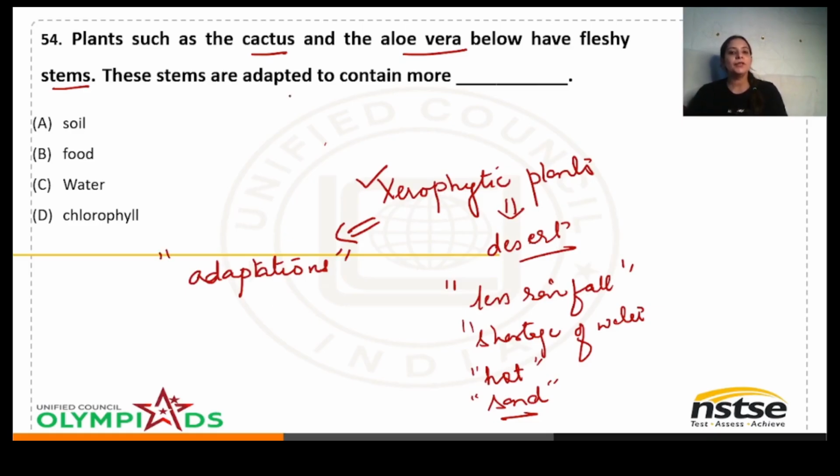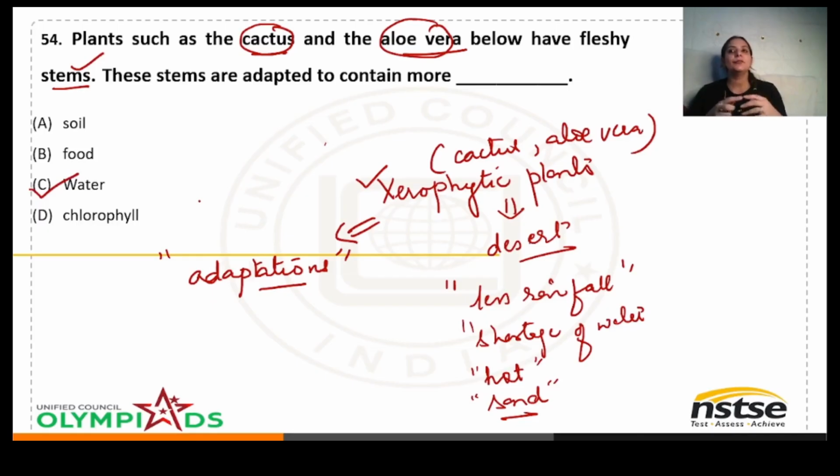So one of the adaptations: cactus and aloe vera are xerophytic plants. They are adapted in such a way that they can survive well in desert areas. They have fleshy stems so that they can store more water in them. They can survive even when there is very little water. So they have fleshy stems for storing water for use. So it is not soil, not food, not chlorophyll. Yes, it is water. Option C is correct.